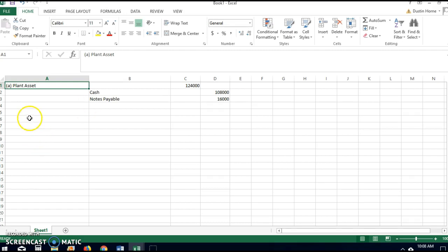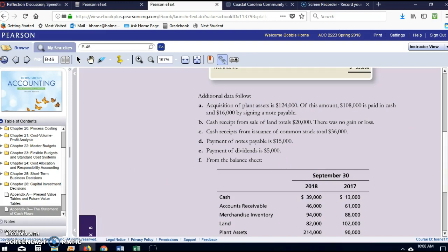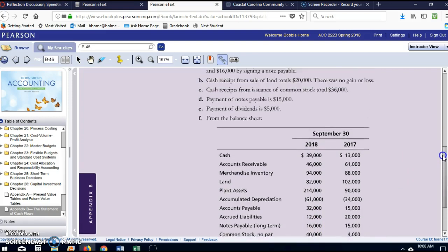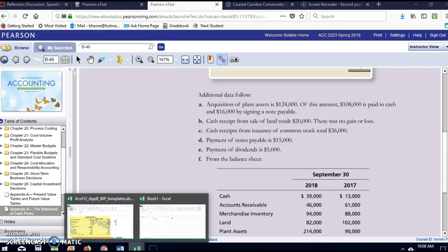Okay, so if we go back, that is where our notes payable went from 16,000 to 15,000. We'll talk about that in just a second. So we acquired a plant asset, okay? We paid this amount in cash and this amount in signing a notes payable. Now the cash receipt from the sale of land totals 20,000. So we sold land.